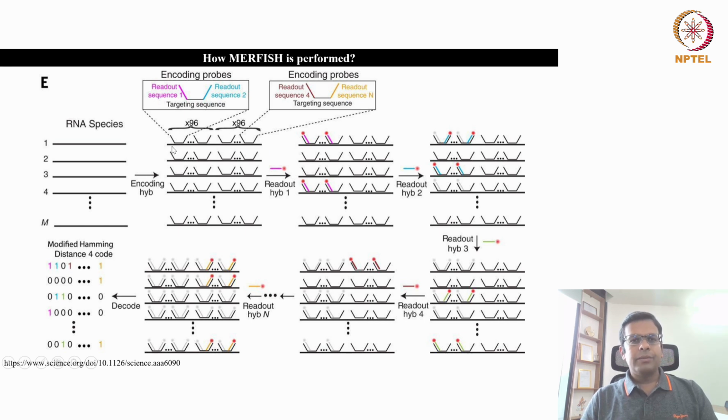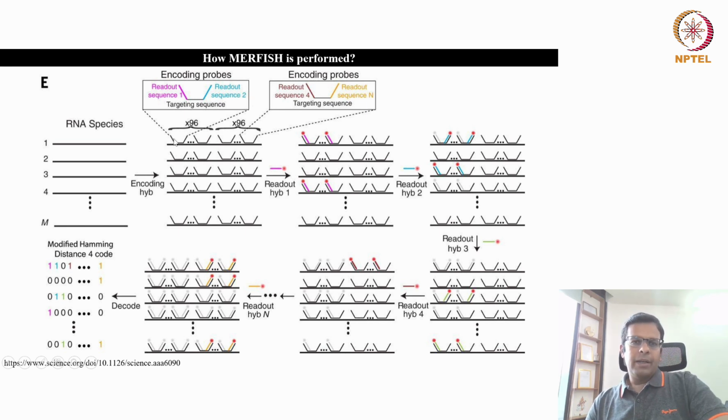And this is the target sequence of the probe. Those target sequences will bind specifically to the mRNA, and each probe has two readout sequences, which means two different fluorescent molecules. So this is readout sequence 1, readout sequence 2, and similarly here this is readout sequence 4 and readout sequence n. These probes are known as encoding probes. Each mRNA will be labeled by 96 into 2 probes, and each probe will have two different colors of labeling, readout sequences. So how does it work?